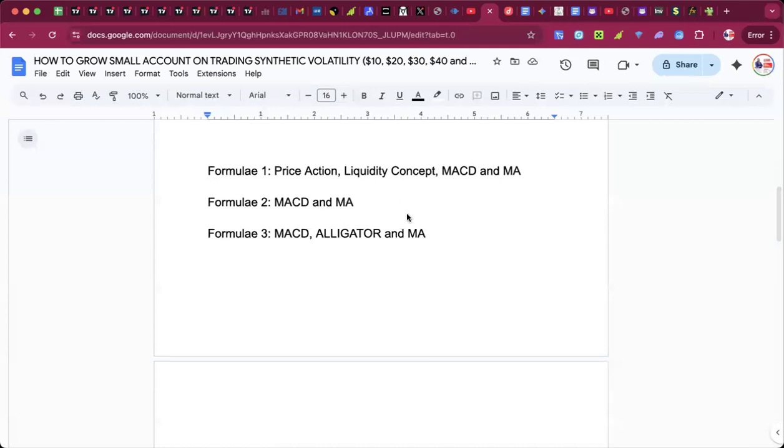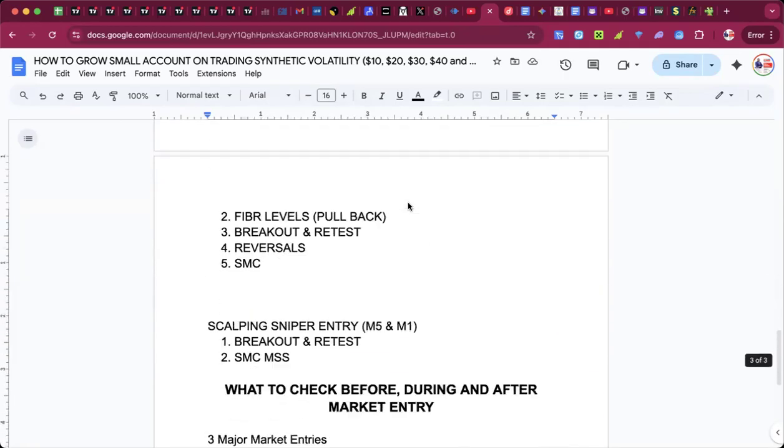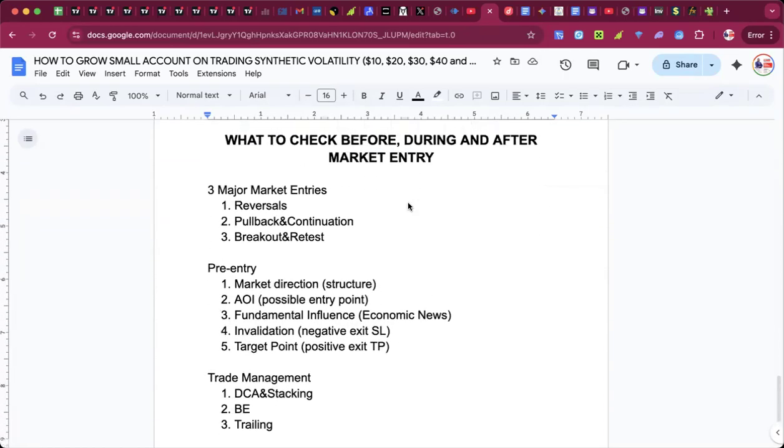Now, I put this thing together on our group, what you need to do. We have different styles, for beginners especially: price action, liquidity concept, maybe one or two indicators, MACD and moving average, or RSI and moving average. But in everything you do, price action must be included. And that's why you need to learn about the anatomy of a candlestick. So let's quickly go. Take a snapshot of these things and let's look at what we need to do: what to check before, during, and after market entry.